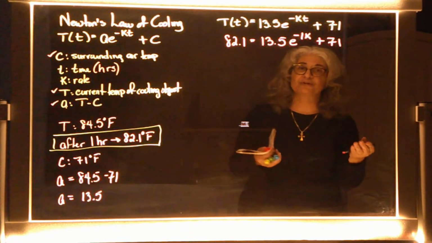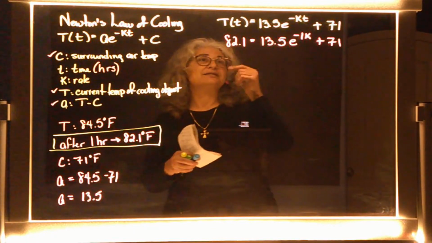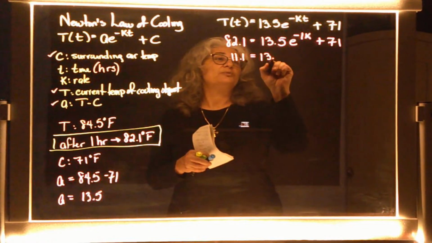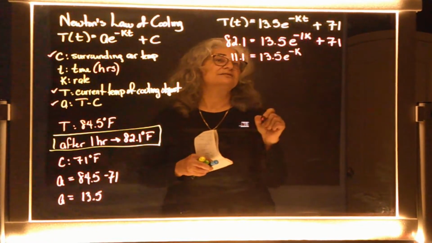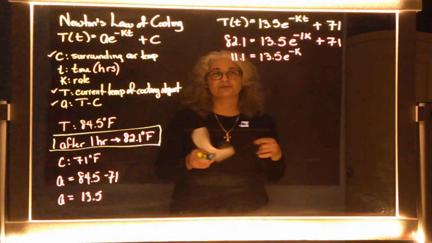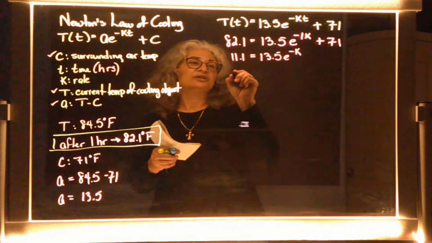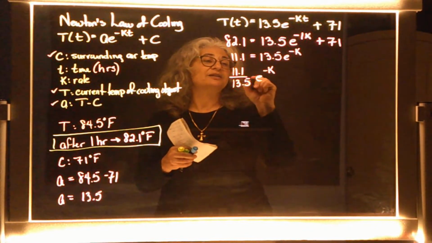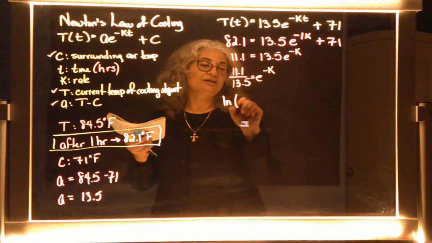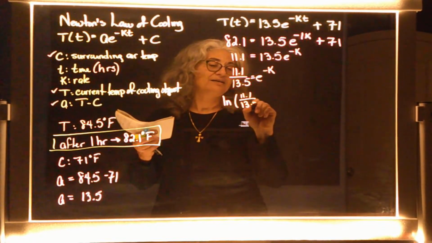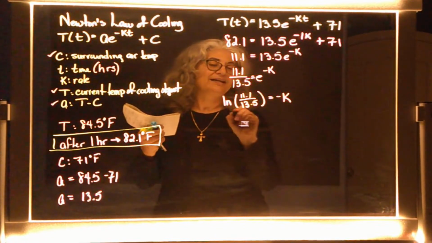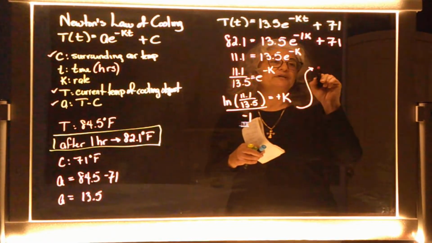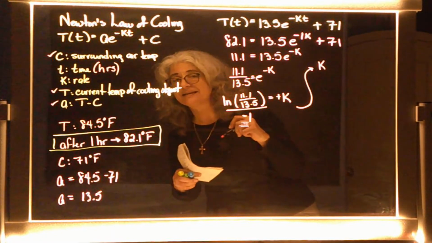All right, so time to solve for k. What are you going to do first? Minus the 71. So what is that? 11.1 equals 13.5 e to the negative k. Boy, this line looks familiar, doesn't it? You know how to solve for k, don't you? Good. So we are going to divide both sides by the 13.5 and then take the natural log of both sides, and then divide both sides by a negative 1, right? Okay, so I'm going to put that over here. Round k to 6 decimal places.